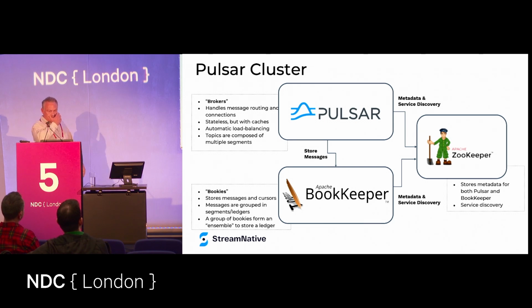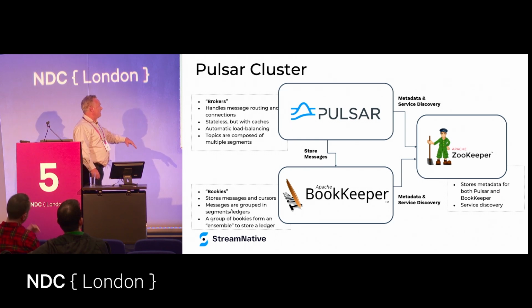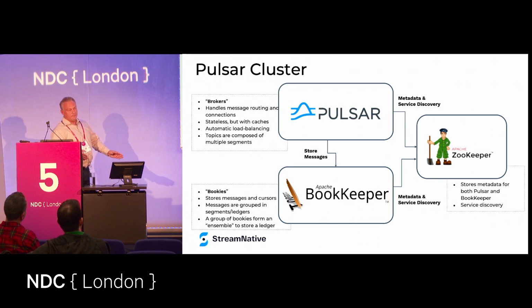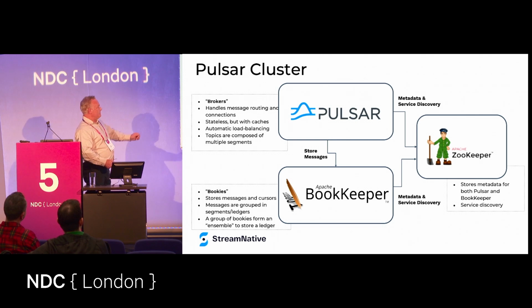Getting into a little bit about the architecture. It consists of 3 different components. The Pulsar brokers there at the top handle all the message routing. As I mentioned, they're stateless, but with caches. So any broker can serve any topic at any time. So if one dies, another one can just take over. And that's because we store the data in a separate layer called Apache BookKeeper.